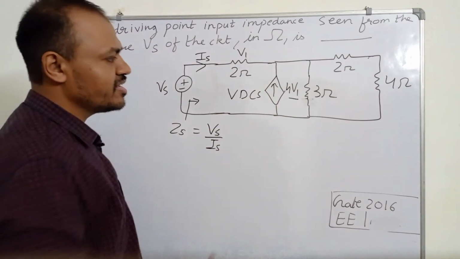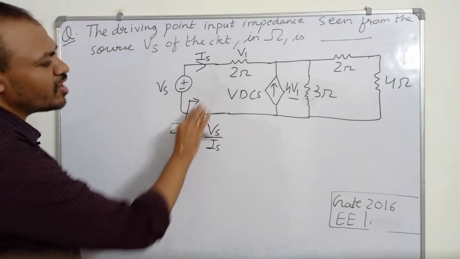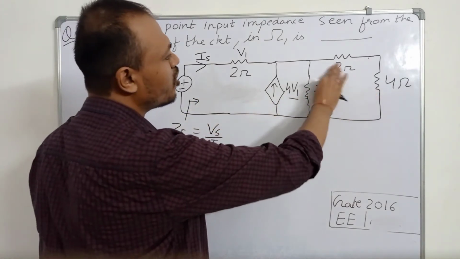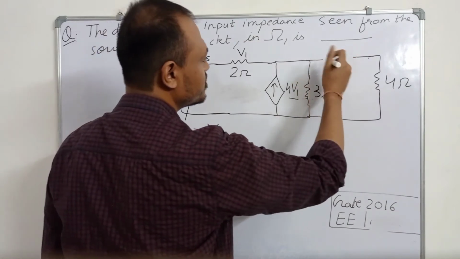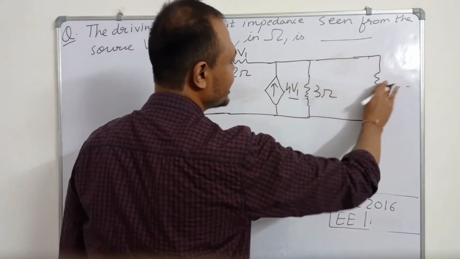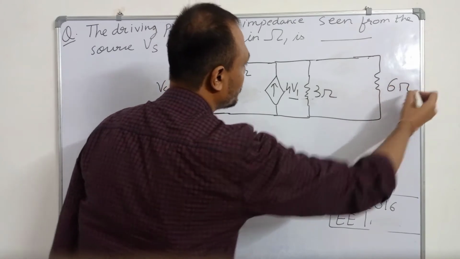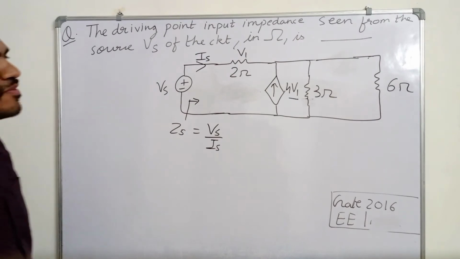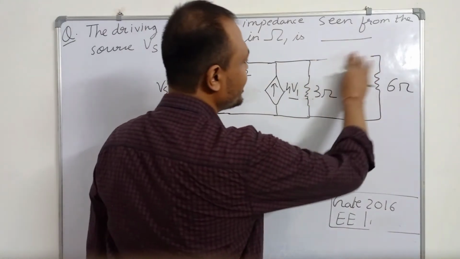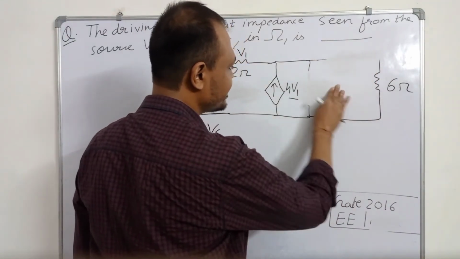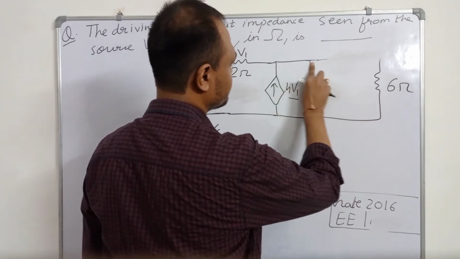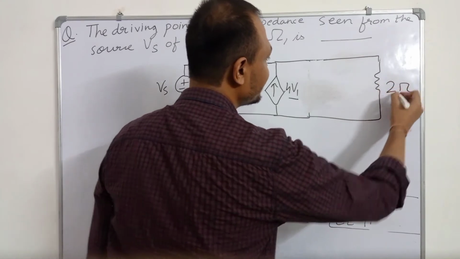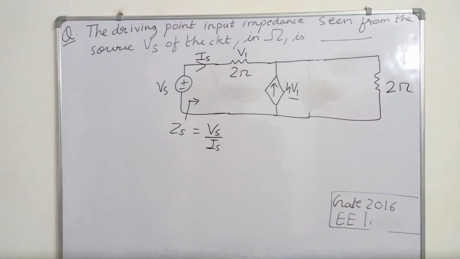Okay, now why do we interchange these two? Because of a simple reason, we want to reduce the network, because this 4 ohm and 2 ohm are connected in series. So this can be replaced by a single resistance of 6 ohm. Okay, now this 3 ohm and 6 ohm are connected in parallel, so their equivalent will be 2 ohm. So I am replacing this with a single resistance of 2 ohm.